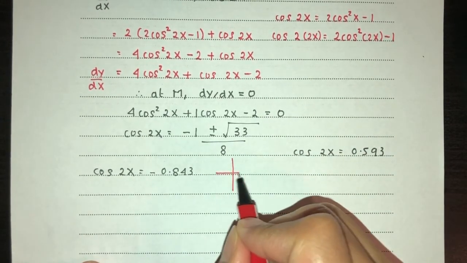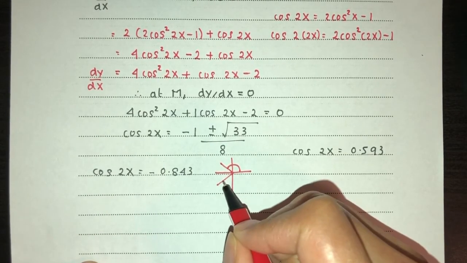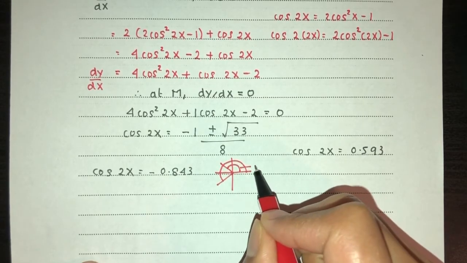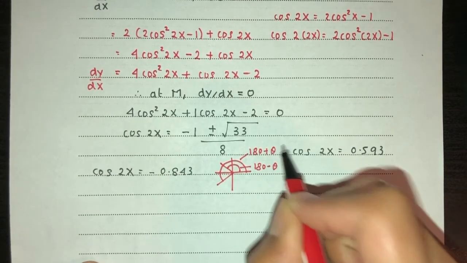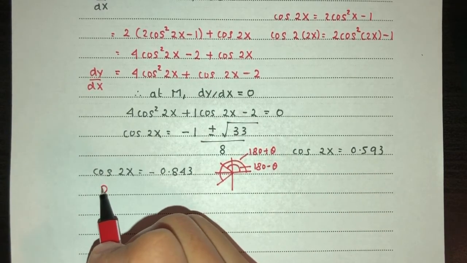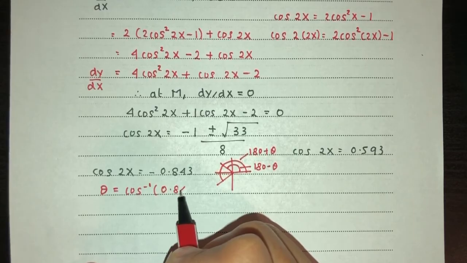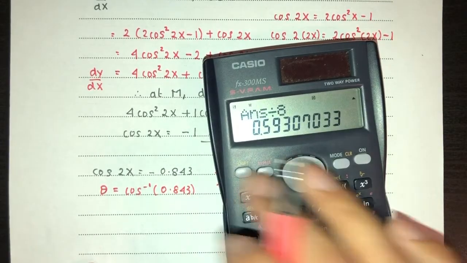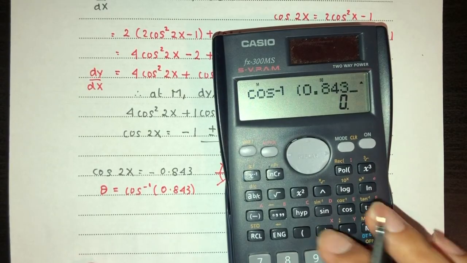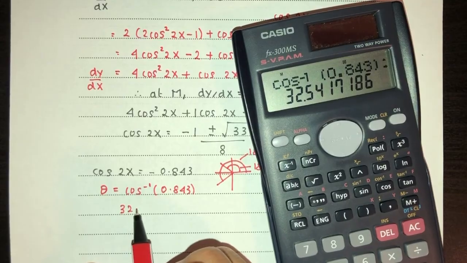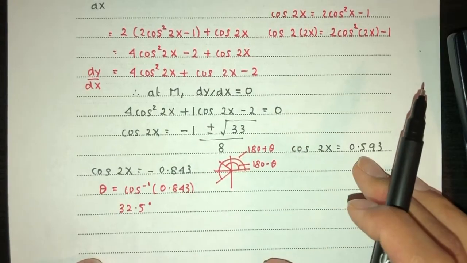When cos is negative, it will be in your second quadrant and your third quadrant. Second quadrant will be 180 minus theta, and this is 180 plus theta. So first let's find the value of theta. Theta is not the same as x, it will be cos inverse of the positive value of this one. Let's see what you get. So cos inverse of 0.843 will be 32.5 degrees.